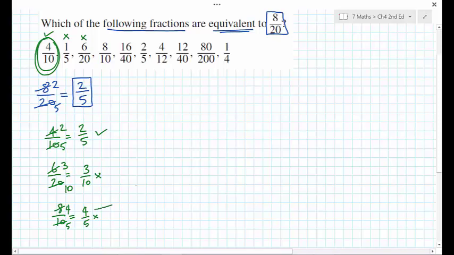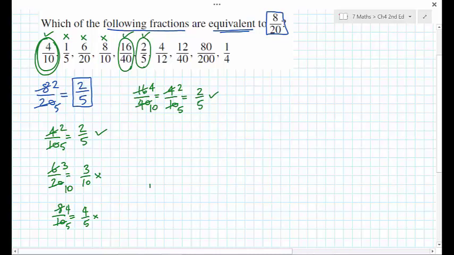Remember, we're wanting them to be the same as 2/5, which is our equivalent when we simplify them. So 8/10 is not. Now 16 out of 40. 4 goes into 16 and into 40, so that's 4/10. I can still simplify that further. 2 goes into 4 and into 10, so that's 2/5. Yep, so that's okay. So that is one. I know that 2/5 is, because that's just simplified as 2/5.